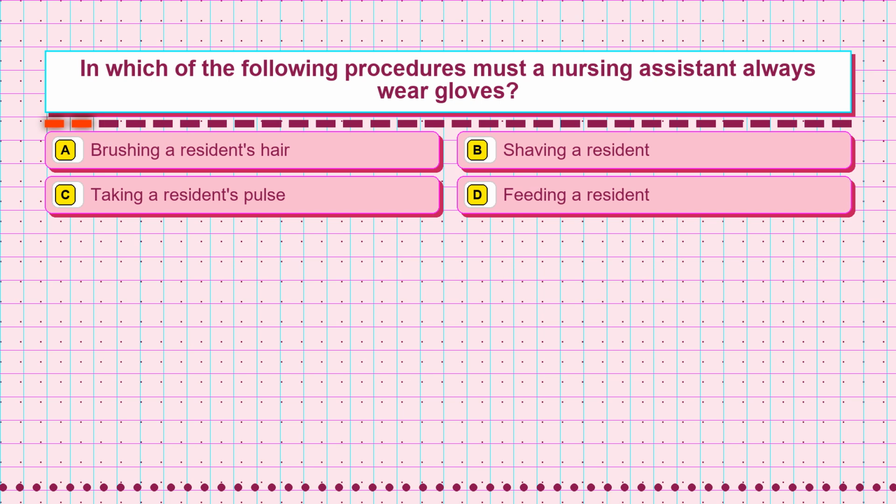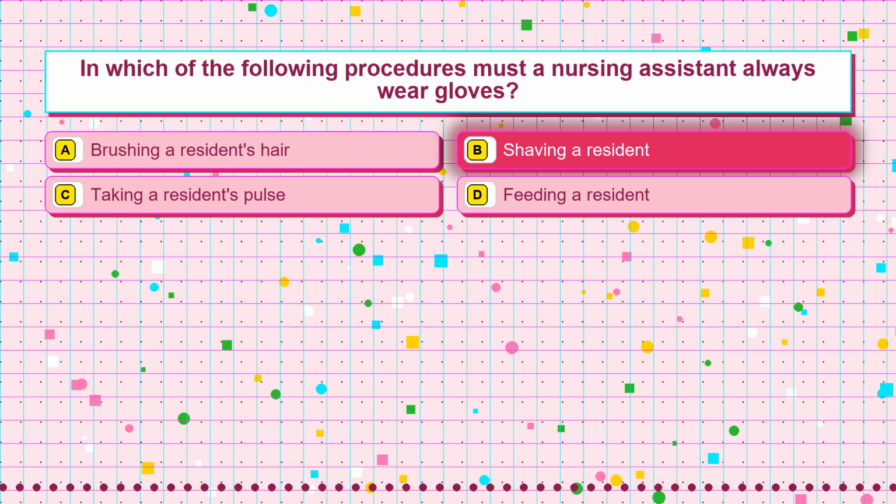Question 35. In which of the following procedures must a nursing assistant always wear gloves? Option A, brushing a resident's hair. Option B, shaving a resident. Option C, taking a resident's pulse. Option D, feeding a resident.